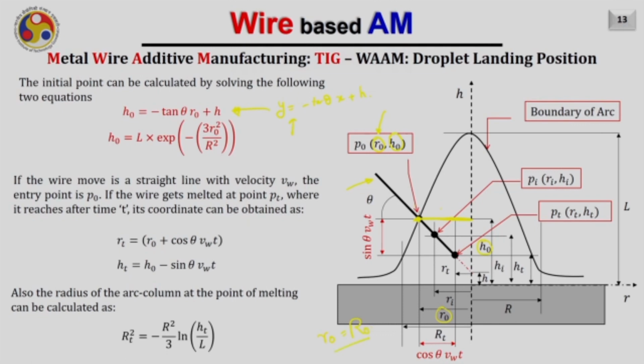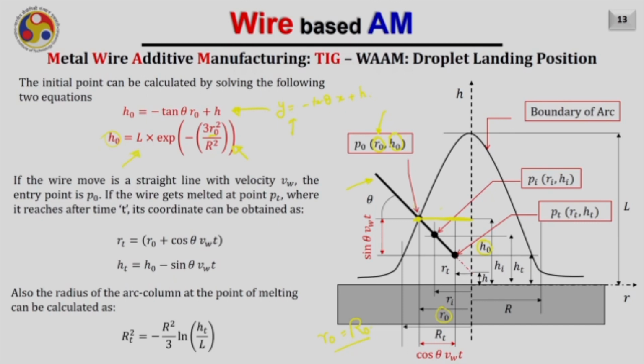Fine. So in that case I can use my equation of the arc boundary, which says that H equals L exponential minus 3 Ri square divided by R square. So Ri is R naught, that is this radius, and H naught is this height H naught, and as a result I can get it from here.